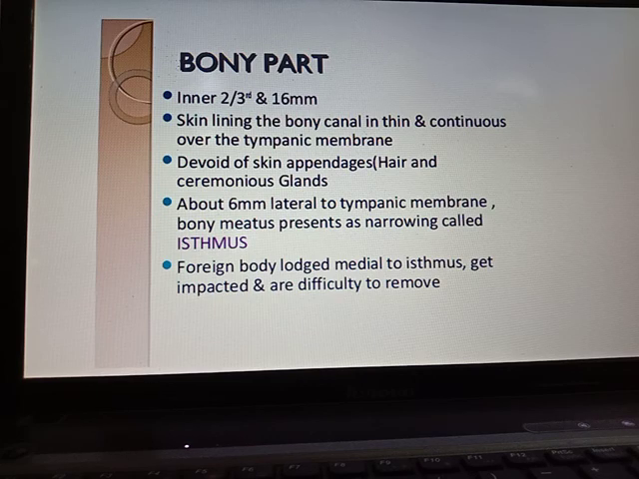This is the bony part. Again, this bony part is devoid of skin appendages like the ceruminous glands and the hair. So folliculitis or furuncle mainly occurs on the skin of the cartilaginous part.